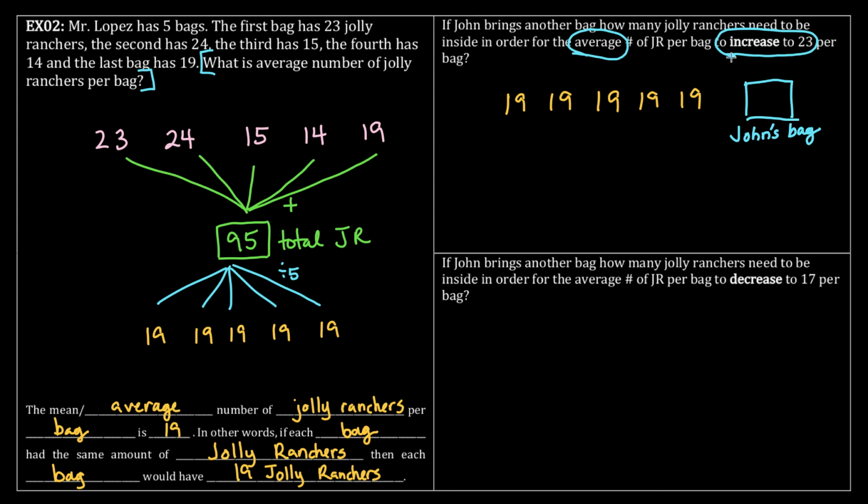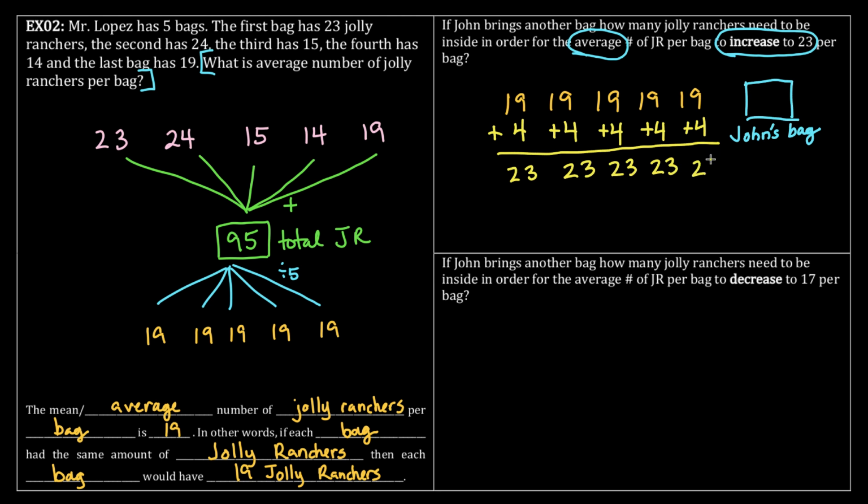Okay. So each of these, remember, we're trying to increase the average to 23. So John, his bag needs to have 4 for each of these bags. Like 4 more so that these bags can all get to 23, because that's our goal. The question is, how much would John have to bring then? So he had to bring 4 and 4 and 4 and 4 and 4. He would also have to bring his 23, right?